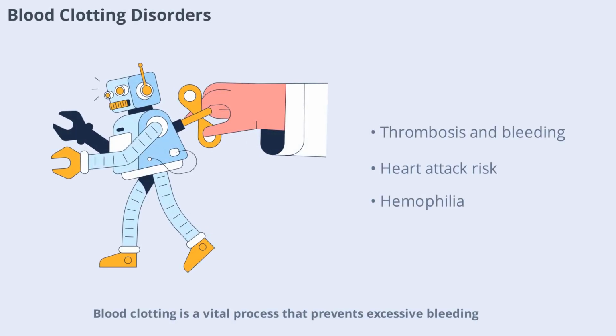Blood clotting is a vital process that prevents excessive bleeding. Pathophysiological changes can lead to either increased clotting, thrombosis, or bleeding, hemophilia. Thrombosis can cause heart attacks or strokes, while bleeding disorders make it hard to stop bleeding after injury. Understanding these mechanisms is crucial for managing patients at risk.